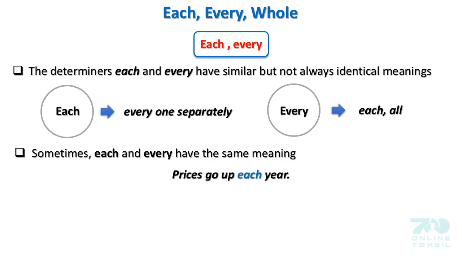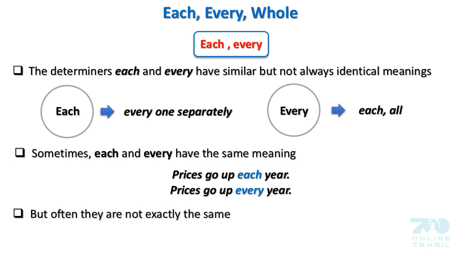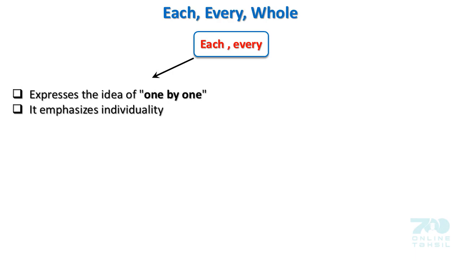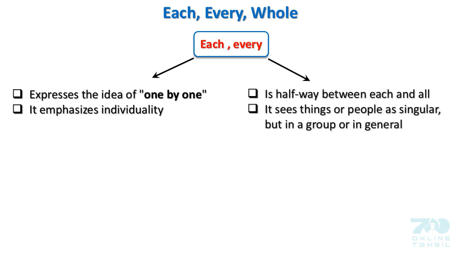Prices go up each year. Prices go up every year. But often they are not exactly the same. Each expresses the idea of one by one. It emphasizes individuality. Every is halfway between each and all. It sees things or people as singular, but in a group, or in general.